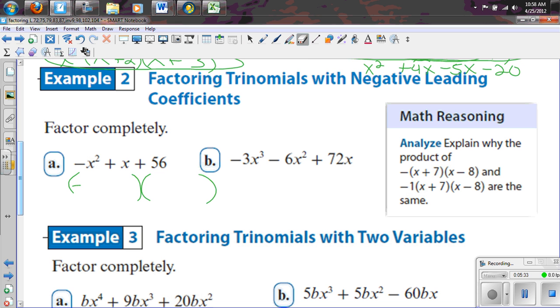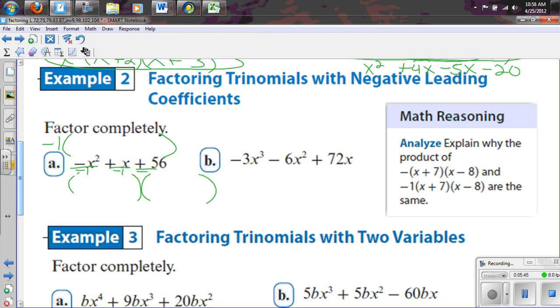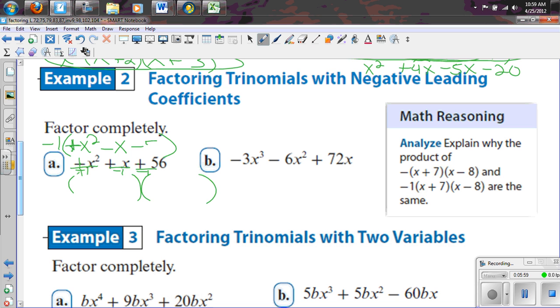So what we're going to do is get rid of that negative by factoring it out. We're going to take a negative 1 out of this. And what's left over when you do that? Well, we're just going to divide everything by negative 1. And what does that do? Well, it changes the sign. This was negative, that makes it positive x squared. This was positive, so that makes it negative x. This was positive, and that makes it negative 56.